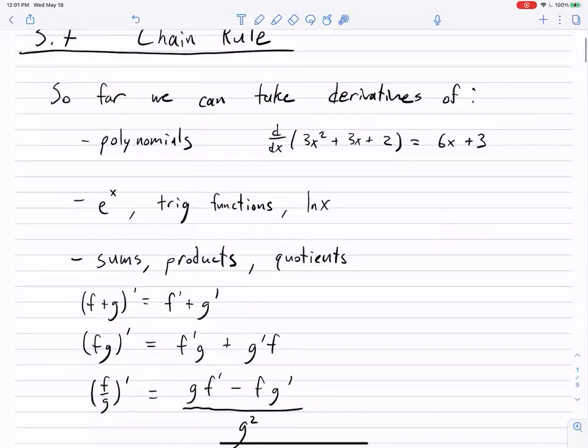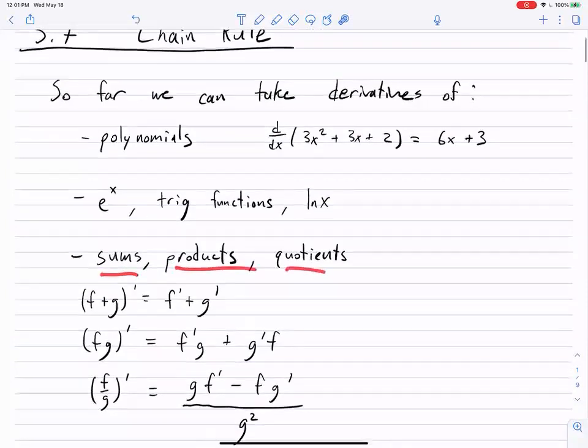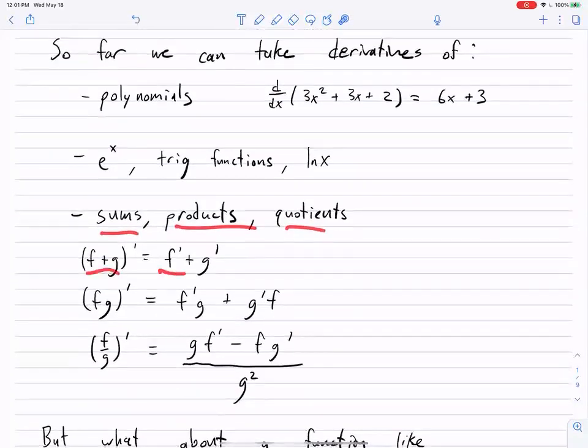And then we also know how to take the derivative of sums, products, and quotients, right? The derivative of a sum is derivative of f plus derivative of g. The derivative of the product of the two is f prime times g plus g prime times f. And the derivative of the quotient is g f prime minus f g prime over g squared.